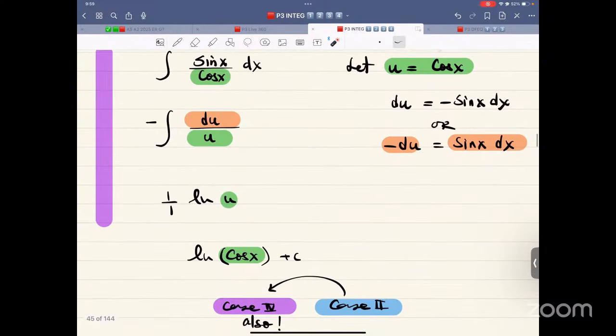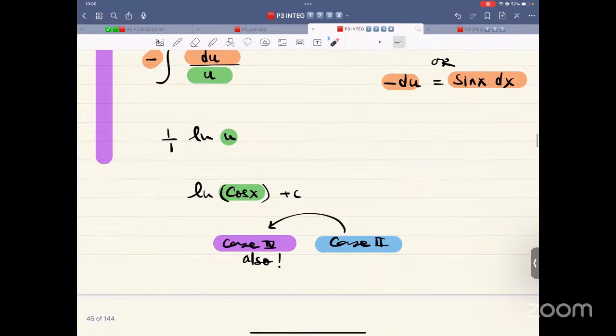Similarly, tangent is sine over cos. U is cos x. Du is negative sin x dx. Therefore, sin x dx is negative du. Let me put this down. So now over here, this is ln u, and yes, there is this negative sign, which I skipped: minus ln u, minus ln cos x, which can also be written as this.